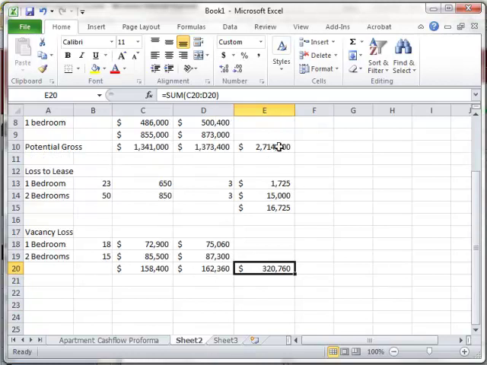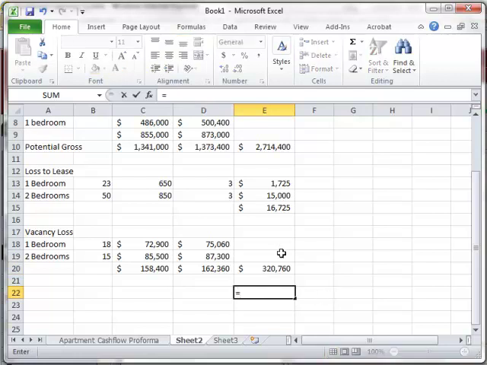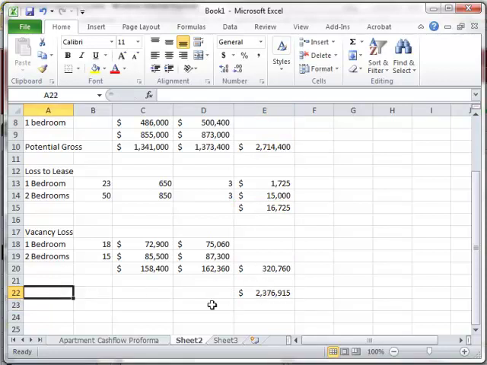All right, now that we have our potential gross income, our loss to lease, and our vacancy loss, we can calculate our net rental income. That's simply going to be potential gross minus, and I'm just typing the minus in there as I look at this formula, and I'm clicking here, and then I'm going to press the minus key again, put a minus in there, and then click on the vacancy loss. So now we have our net rental income of $2.376 million.